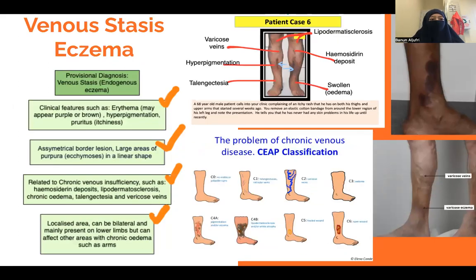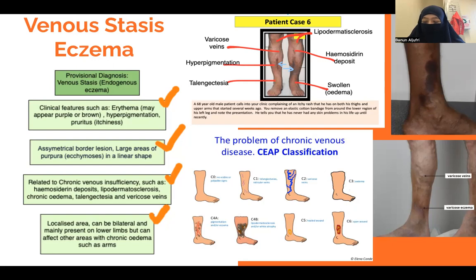So therefore, I've come up with my provisional diagnosis as venous stasis eczema. I do notice that the case study does not provide a photograph of the thigh and upper arm. However, based on the photograph that is given, it is clear to me that there is chronic venous insufficiency, which may be the underlying factor of the skin condition. Therefore, I would assume that the skin rash that the patient feels on the thigh and upper arms would have correlation to the venous insufficiency.